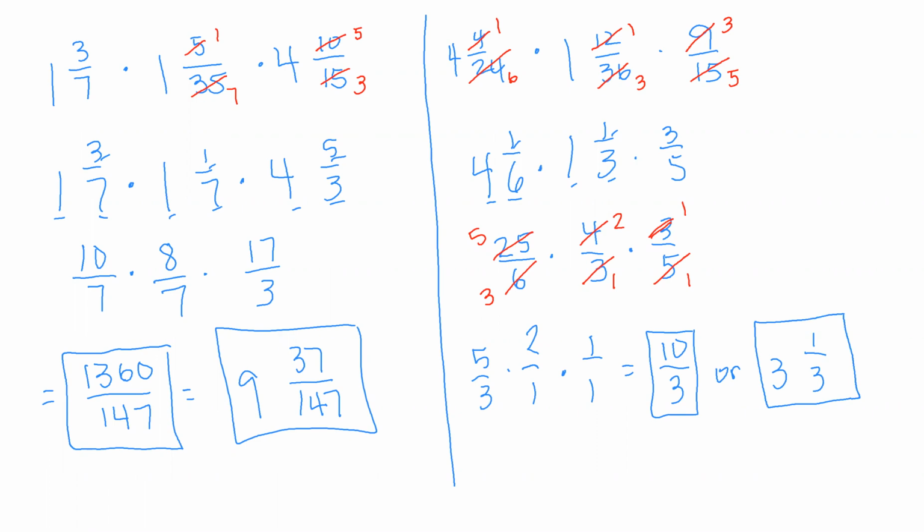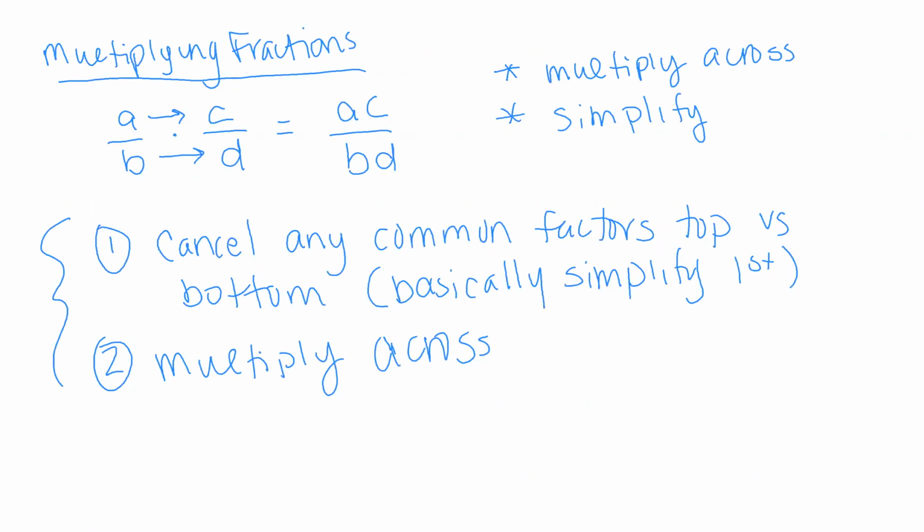All right. So again, just to kind of recap, multiplying fractions, you technically multiply across and simplify, but I think it's a lot easier to simplify as you go. It makes the whole process much easier. So I cancel common factors top to bottom, then I multiply across.